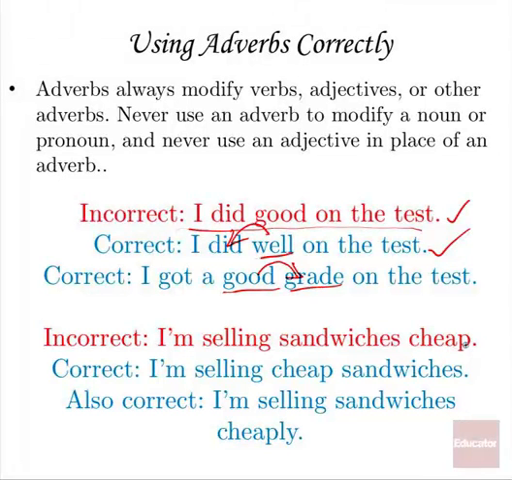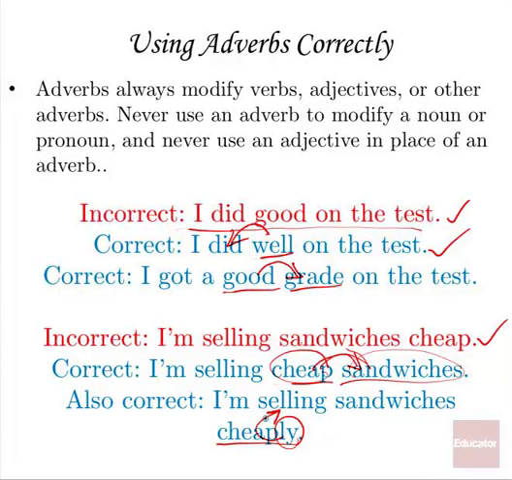I'm selling sandwiches, or anything else, cheap. Arg! It is correct to say, I'm selling cheap sandwiches. Sandwiches is a noun. Cheap is an adjective, so it works. It's also correct to say, I'm selling sandwiches cheaply.